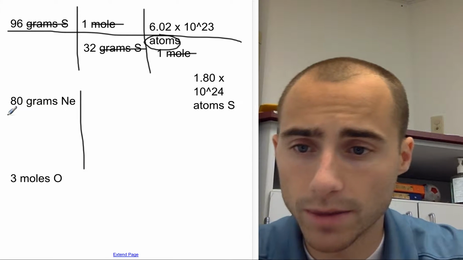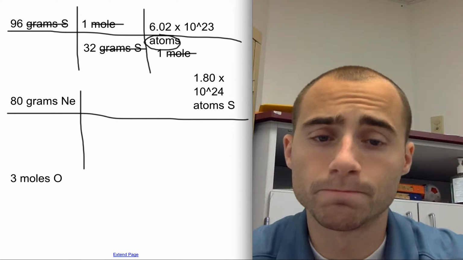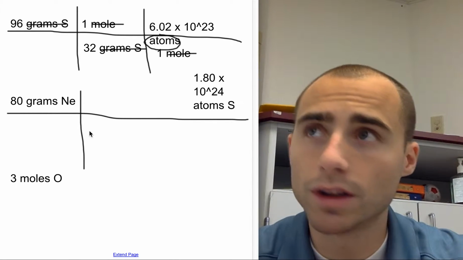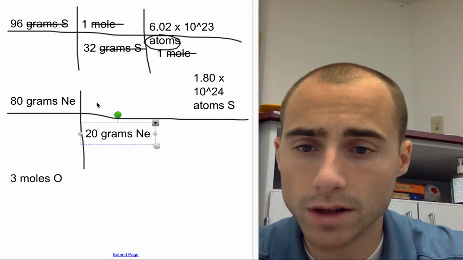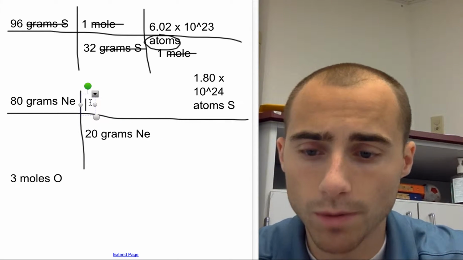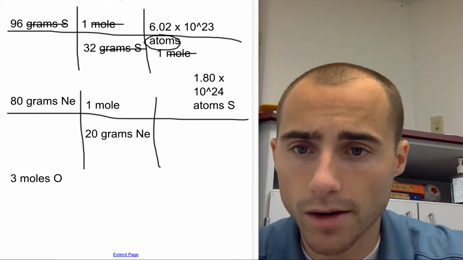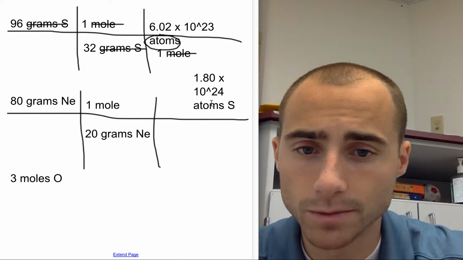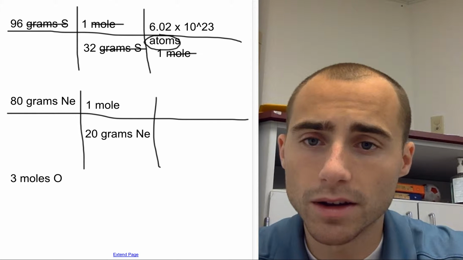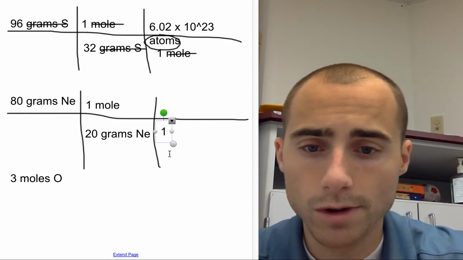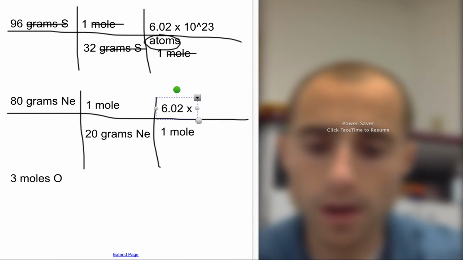Okay, 80 grams neon, it's the same process. Pause it and try to solve this one yourself. Hopefully you saw that the molar mass of neon is about 20 grams of neon, and that would equal 1 mole. We're going to have to delete this, get this out of our way here. Then we would put down here 1 mole, and 1 mole is 6.02 times 10 to the 23rd atoms.